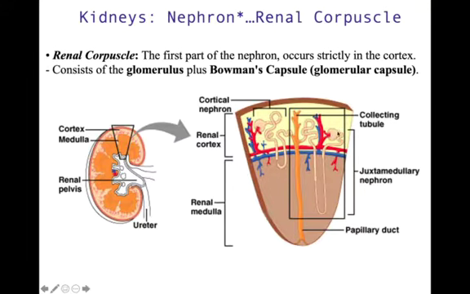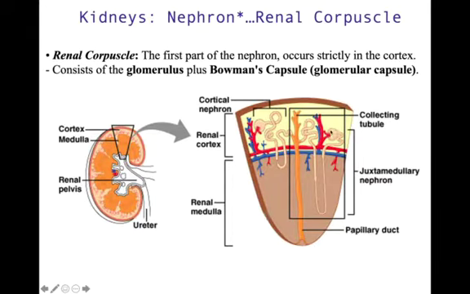And this is the part that's going to filter blood, right? So that you take the good stuff out of the blood, you take the bad stuff out of the blood. This is where blood filtration occurs. It occurs within the renal corpuscle. You're going to produce something called a renal filtrate in the renal corpuscle.